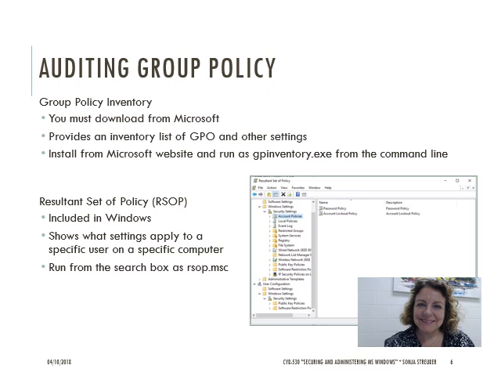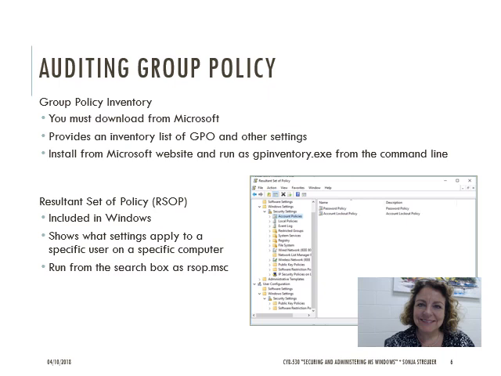Microsoft gives you two main tools you will use to audit group policy: Group Policy Inventory and Resultant Set of Policy tool. The first tool, Group Policy Inventory, provides an inventory list of GPOs and many other computer and user settings. You must download this program from Microsoft's website and install it on your computer. It's not included when you install Windows. The second tool is included with Windows. The Resultant Set of Policy tool shows what settings Windows applies to a specific user on a specific computer. This is the tool that you're seeing on the lower right-hand side of this slide.